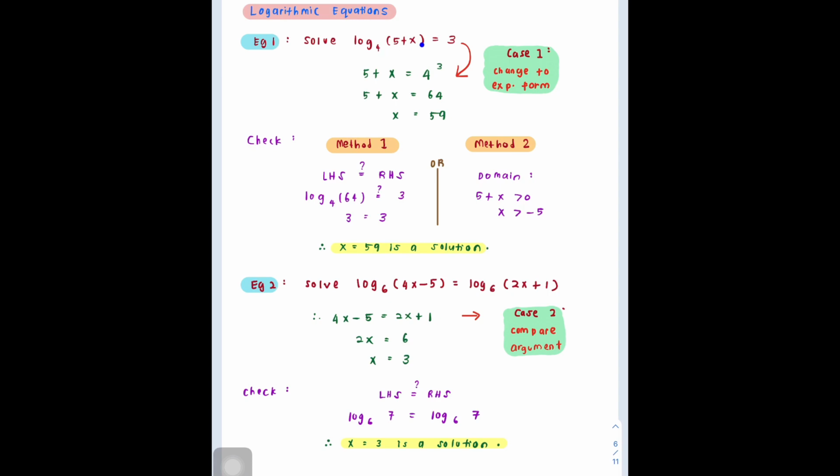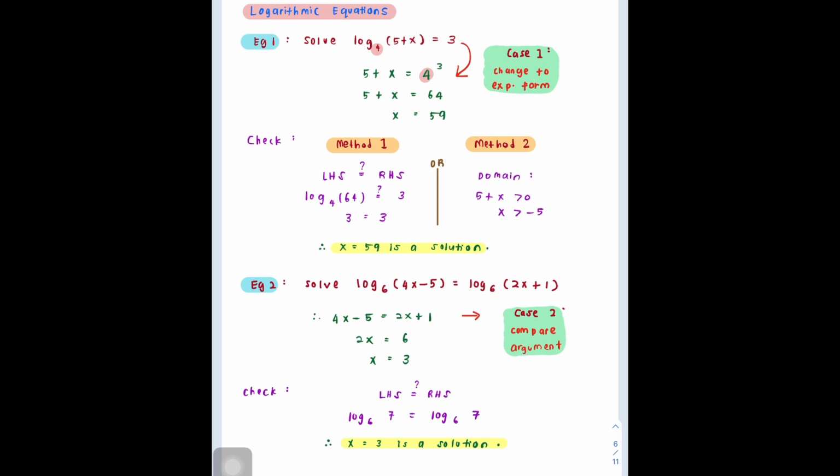So 5 plus x is actually equal to 4 to the power of 3. Make sure the base is the same. You have base 4 for the log function, and you have base 4 also for the exponential function. Then you have a linear equation only. So 5 plus x is equivalent to 4 cube, which is 64. So x is 59. Okay.